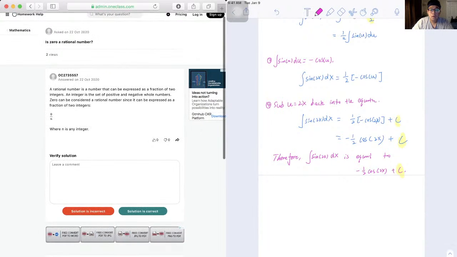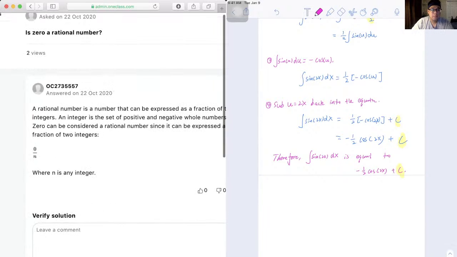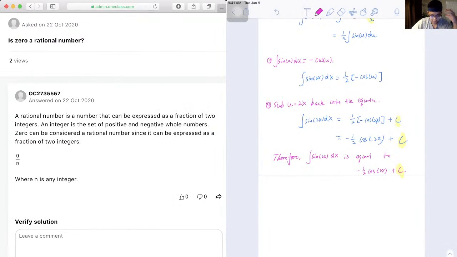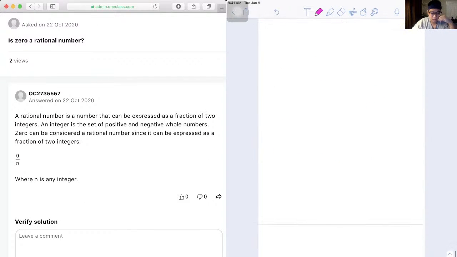Oh, okay. So our next question is asking, is 0 a rational number? So for rational numbers, we just need to remember one thing. A rational number is a number that can be expressed as a fraction of two integers. Okay, so let's write the keyword down. A fraction of two integers.